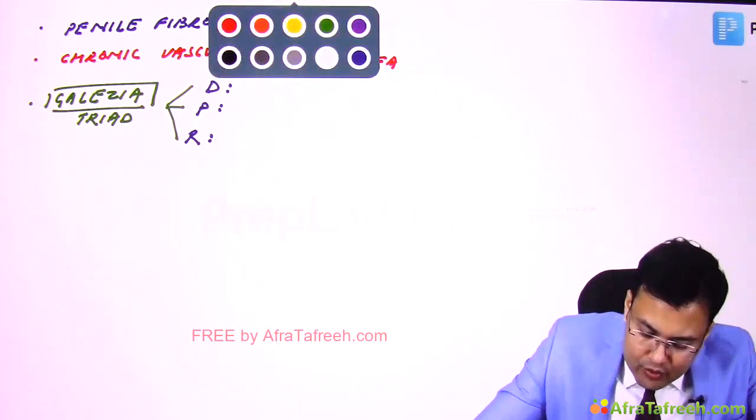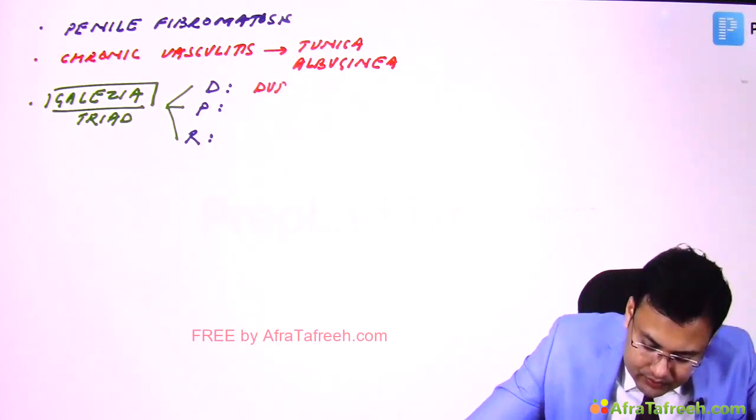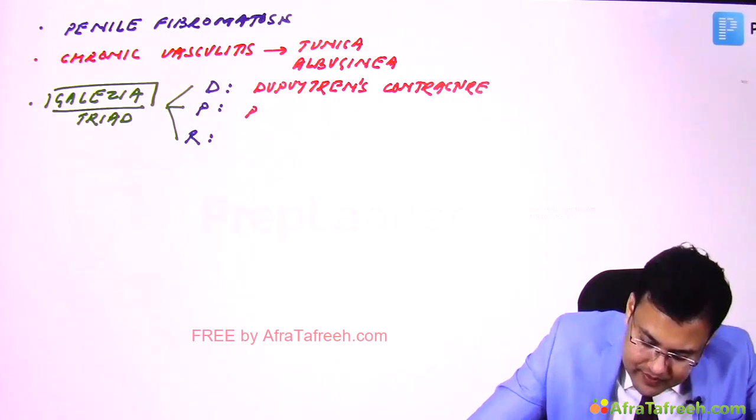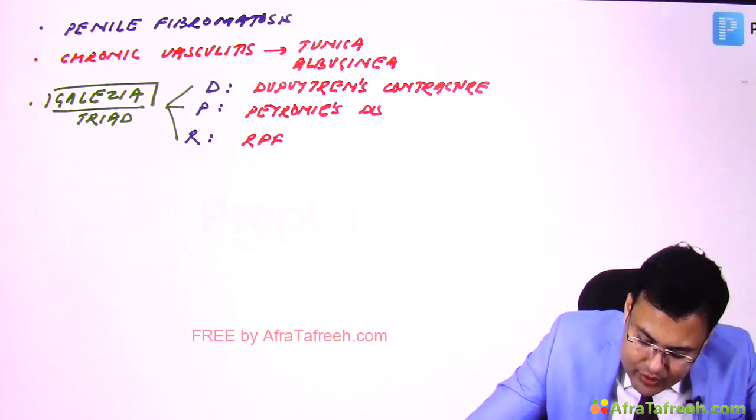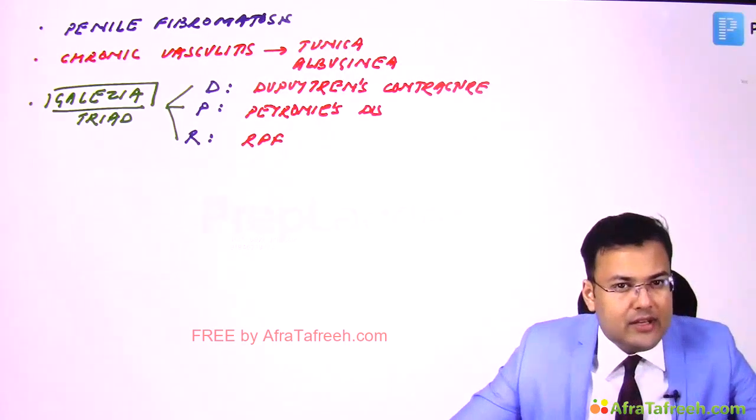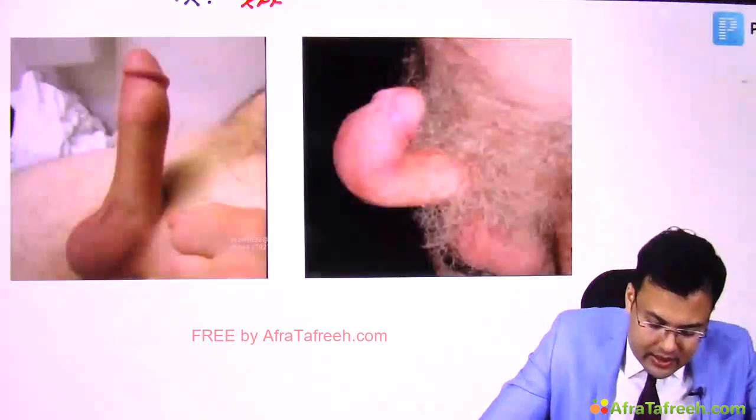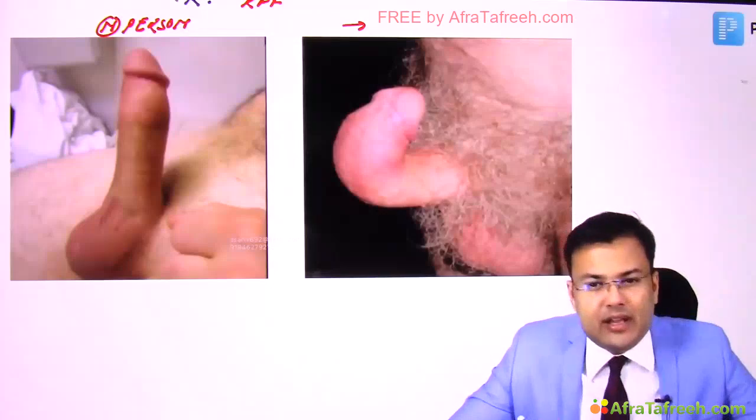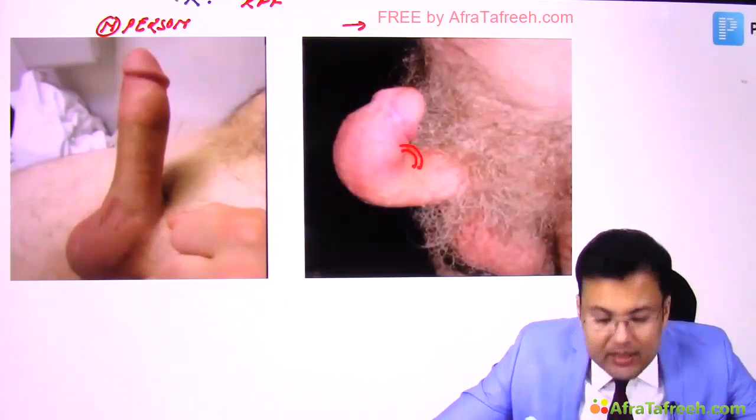So D means Dupuytren's contracture. P means Peyronie's disease. And R means retroperitoneal fibrosis. Clear? Now see the clinical features. So here see, this is the erected penis in a normal person, right? And this is the penis at the time of erection in the person who is having what? Who is having Peyronie's disease.